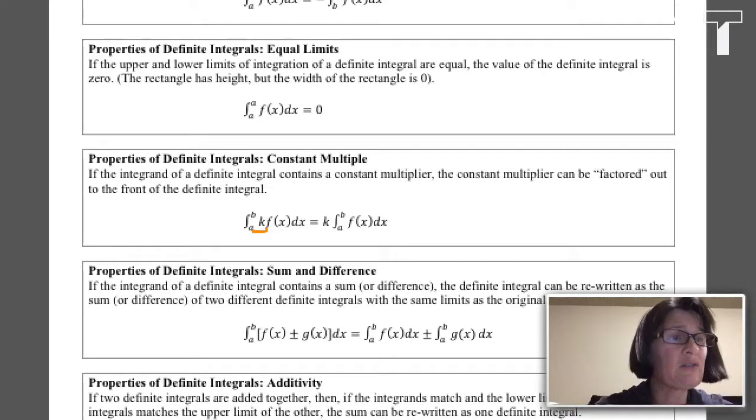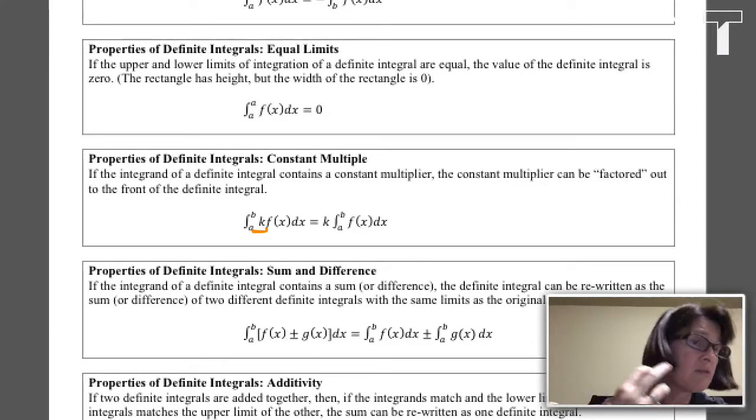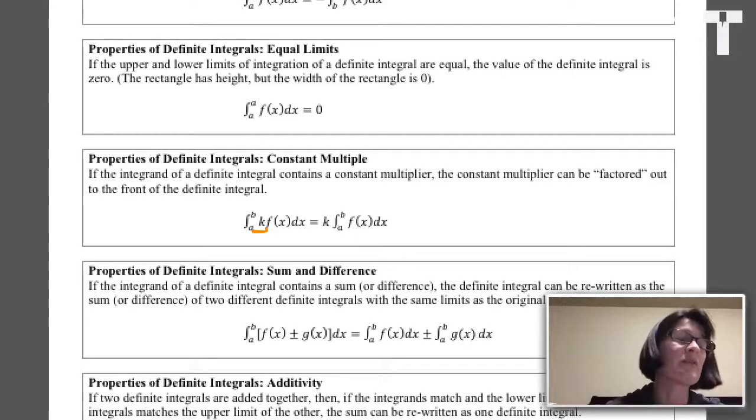And similar to the sum and difference rule we had for derivatives, if I want to take the integral of a sum of two functions, or a difference, I can rewrite that as separate integrals, the sum of the separate integrals of the two functions, or difference.